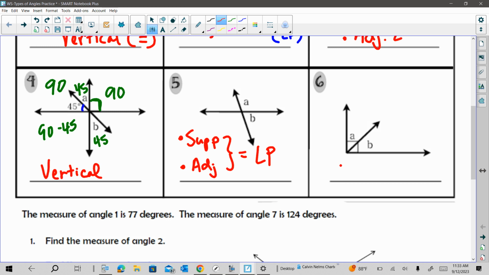Number 6 is complementary. We can abbreviate that with COMP. It's also what other angle? No, not supplementary. It could be adjacent as well. Why is it not vertical? Oh, because the letters have to be across. Like if the B was here, then it would be vertical. But it has to be side by side.